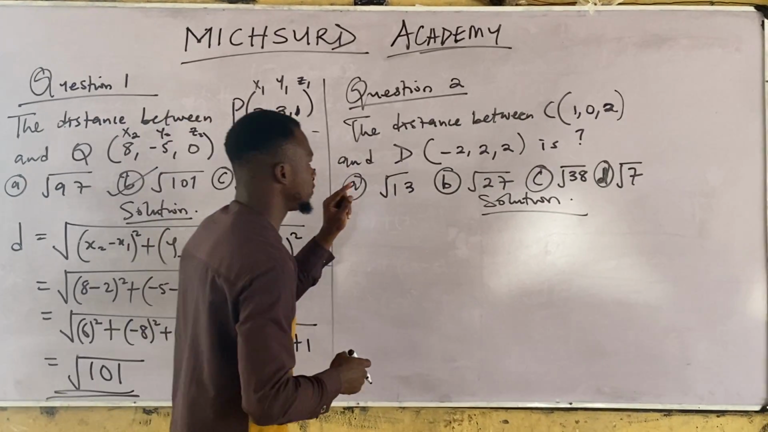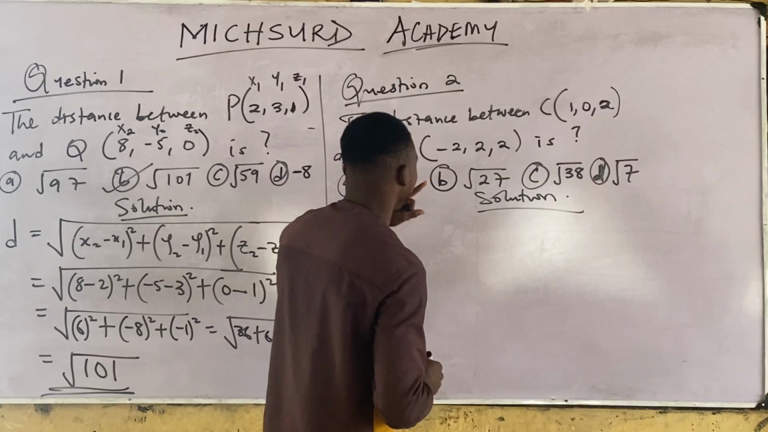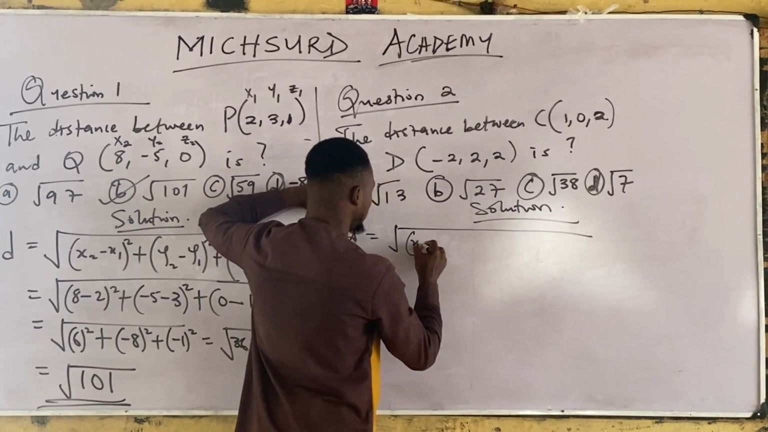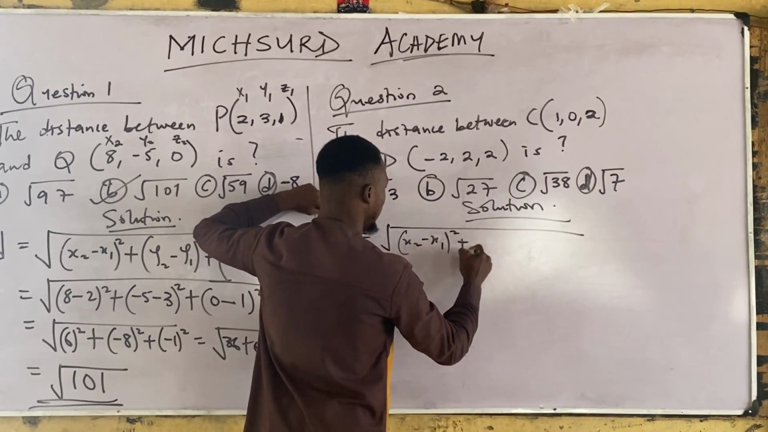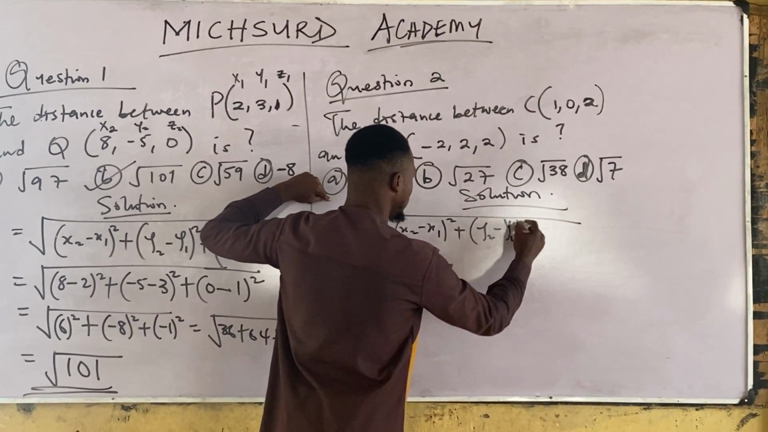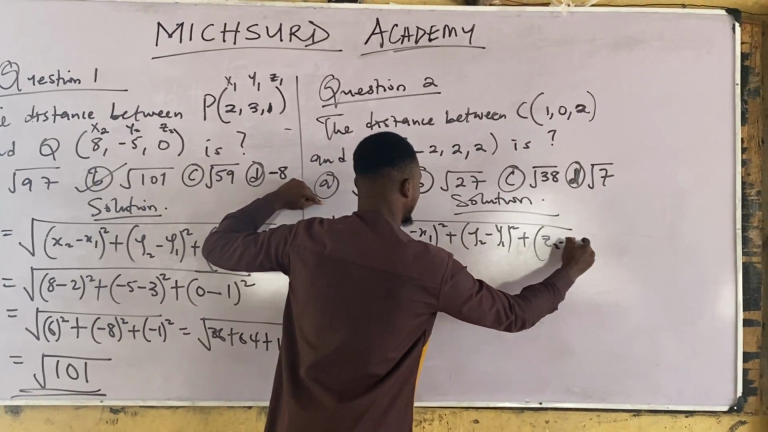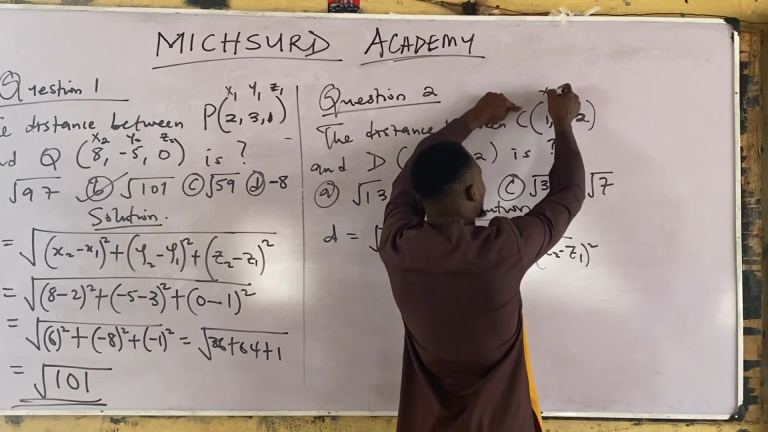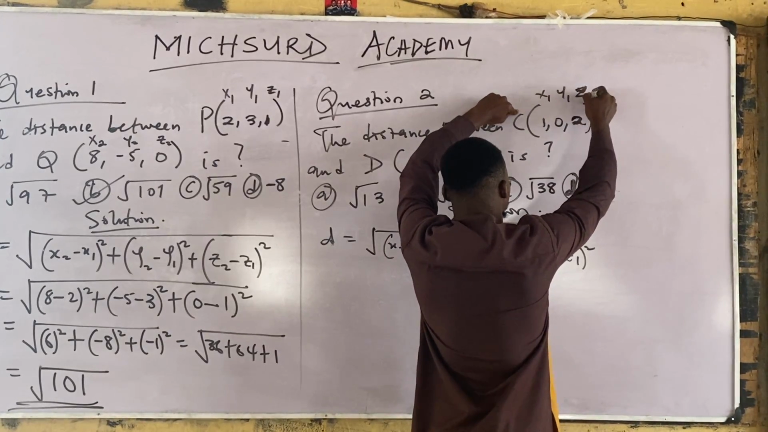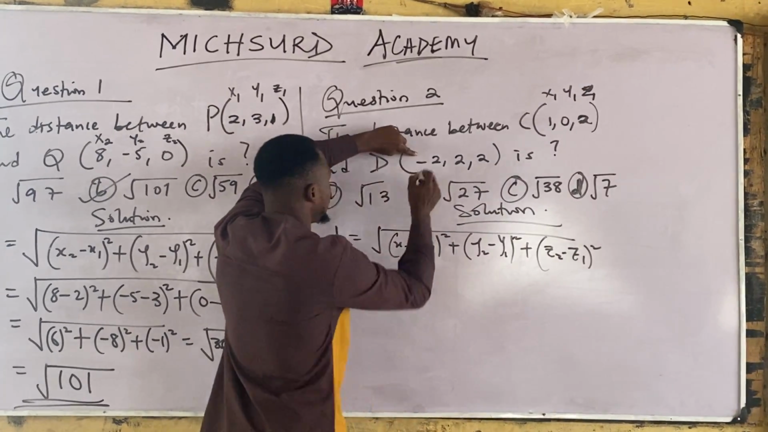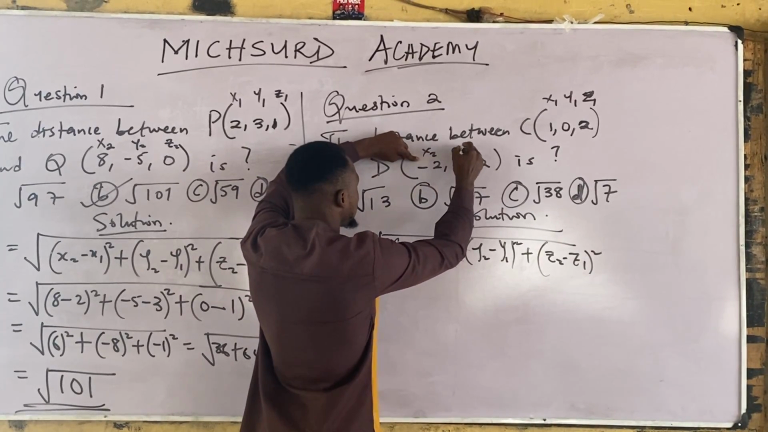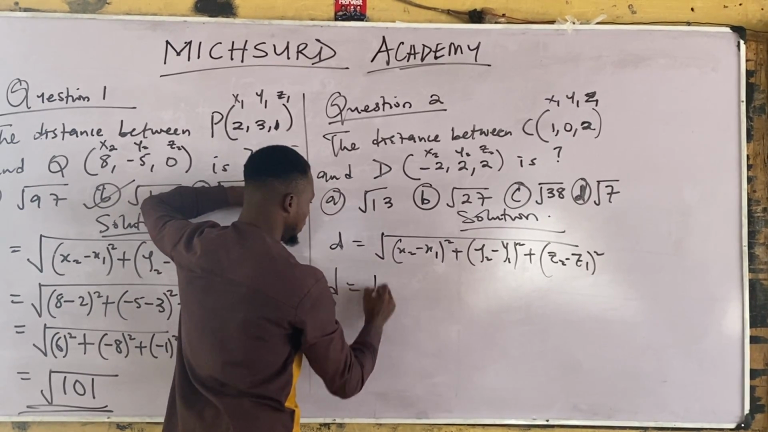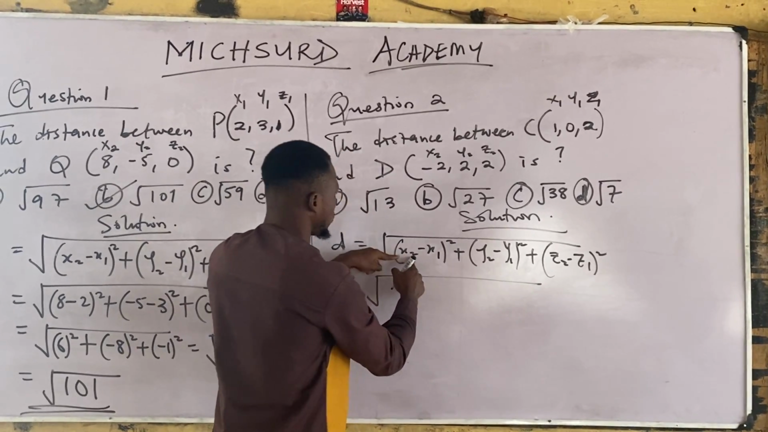The distance between the two points C and D. Now we take the same formula: D is equal to the square root of x2 minus x1 all squared, y2 minus y1 all squared, and z2 minus z1 all squared. So let's locate the points. So this is x1, y1, and this one is called z1. Then this will be for the second point, x2, y2, and z2.